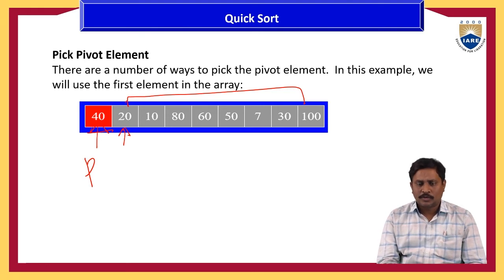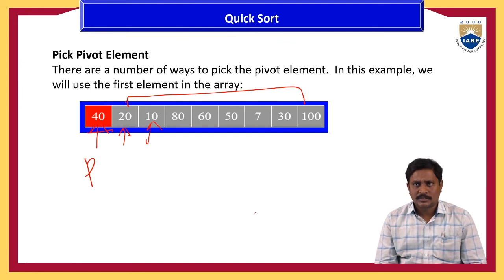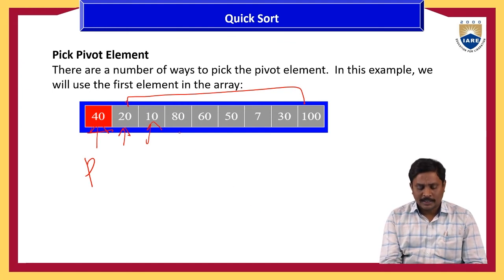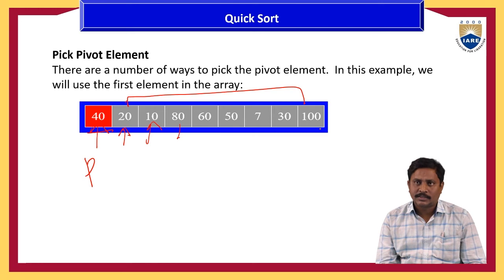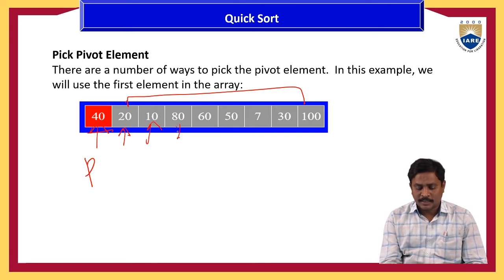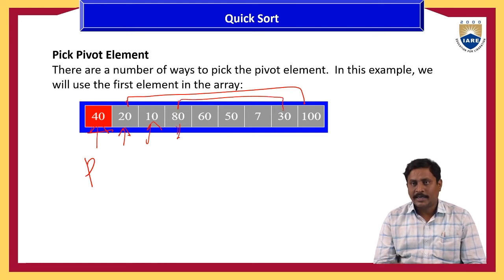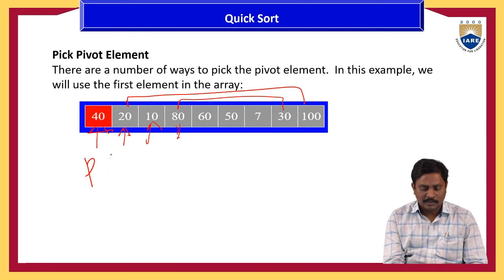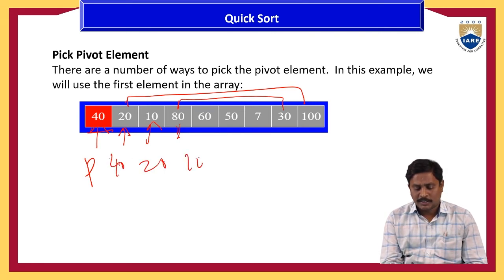Next, move to the next element, 10. 10 less than 100? Yes. 10 less than 30? Yes. Next, move to 80. 80 less than 100? Yes. Next, 80 less than the next element, compare with 30. 80 less than 30? No. Interchange these values. 40, 20, 10.